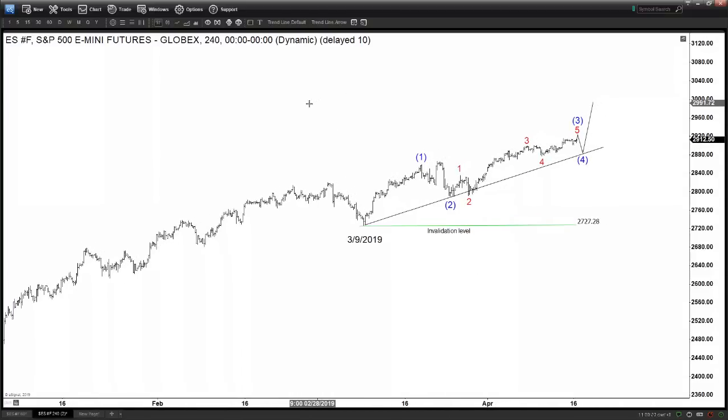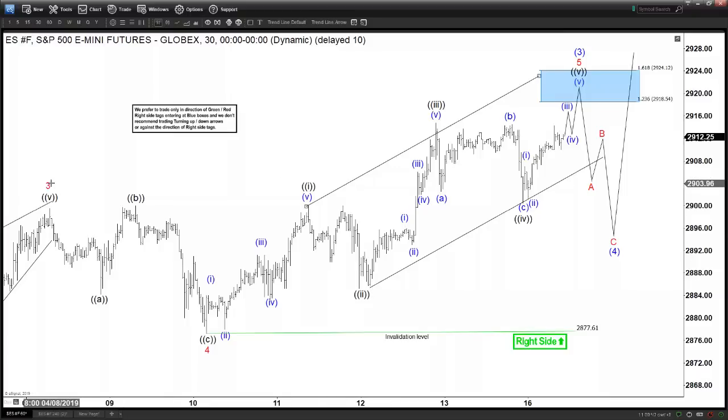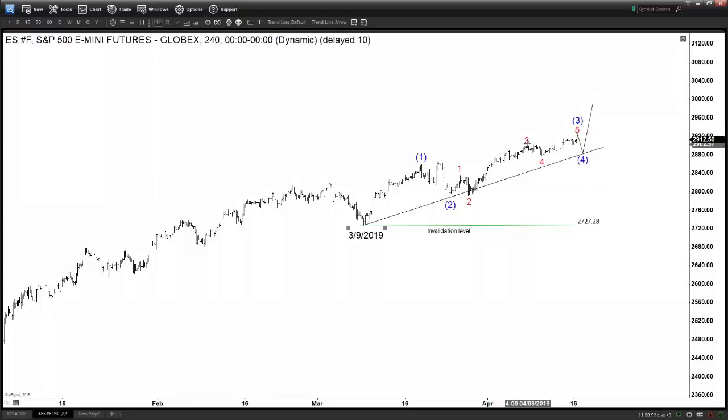Over here we can see that from the March 9th, 2019 low at 2727, we have been rallying, and this is what we are calling a 5 waves up from March 9th. Going back to the 1 hour chart, we can see 3 and 4 in red, and now 5 in red ending 3 in blue. This is where it is: 3 in red, 4 in red, and now ending 5 in red. That will end 3 in blue.